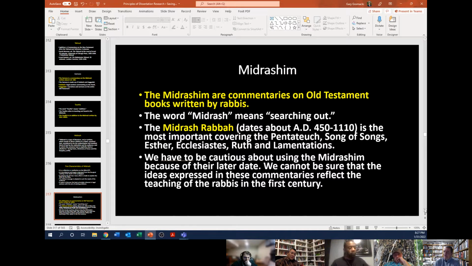So the Midrash Rabbah dates from 450 to about 1110. Covers the Pentateuch, the Torah, Song of Songs, Esther, Ecclesiastes, Ruth, and Lamentations. We do have to be cautious about using the Midrashim because of the later date. We should not assume that this is what the rabbis were teaching in the time of Jesus based upon the Midrashim.